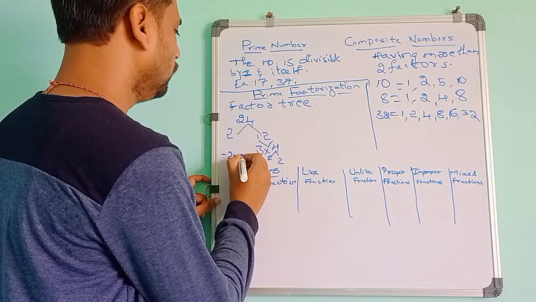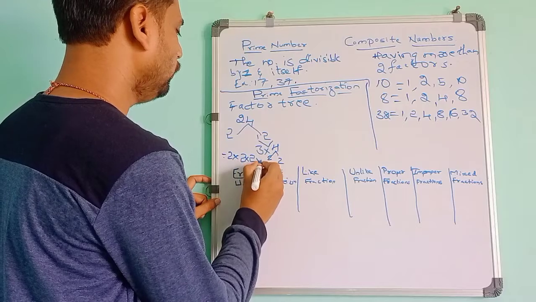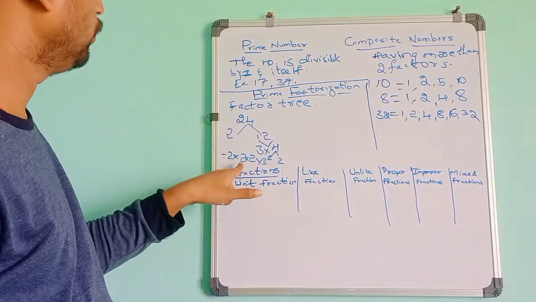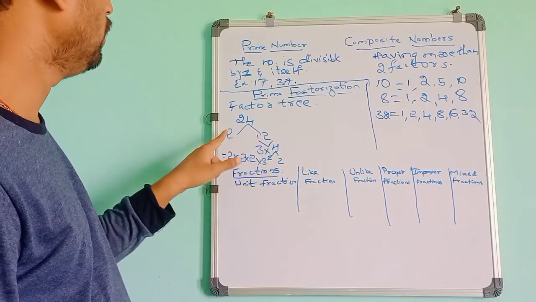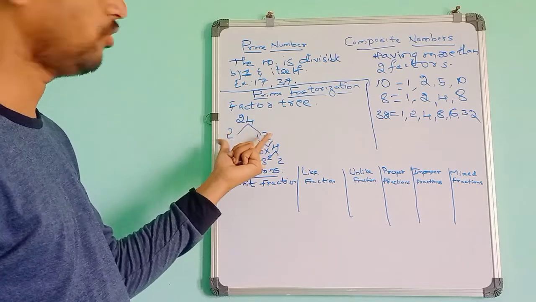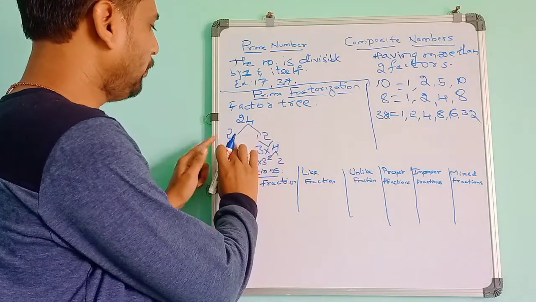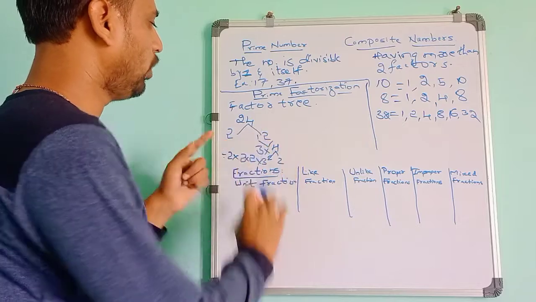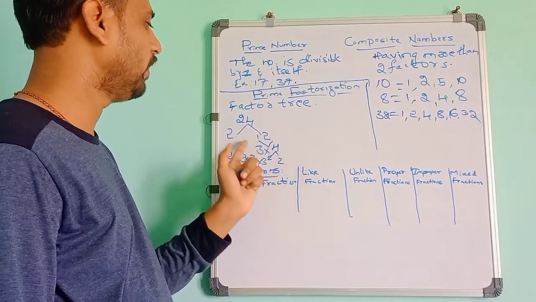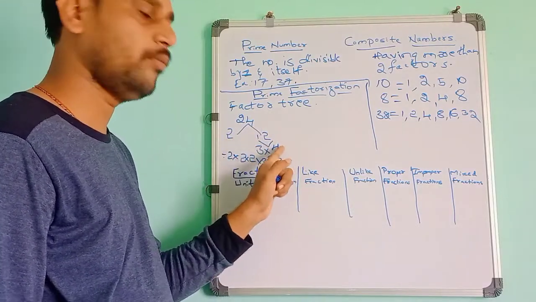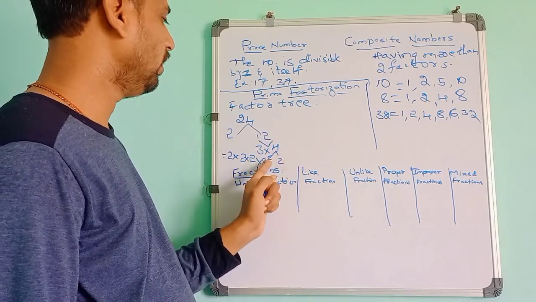2 into 2 into 2 into 3. 2 2s are 4, 4 2s are 8, 8 3s are 24. So 24 you have to split as 2 into 12. You have to keep only prime numbers. 2 is a prime number, but 12 is not, so again you split it: 3 into 4. 3 is a prime number, but 4 is not, so again you split: 2 into 2 is 4.